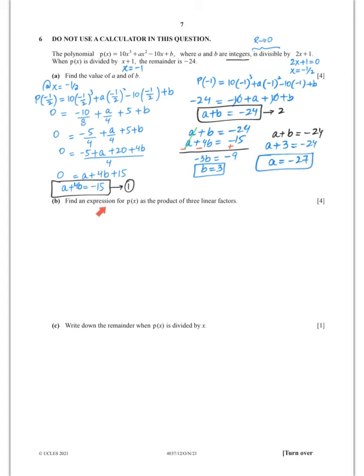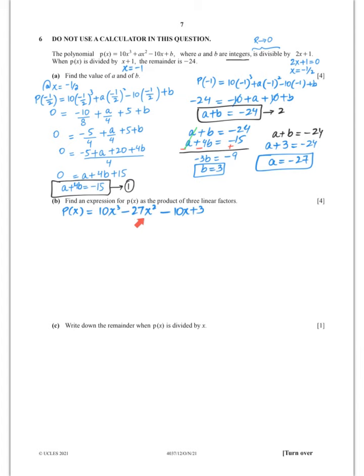After that, find an expression for p of x as a product of three linear factors. That means you need to completely factorize your equation. Now my equation will be p of x is equals to 10x cube plus the value of a we had got, minus 27, so that will be minus 27x square minus 10x plus b is 3. What I did, I just placed the values of a and b in this equation. So we have the equation 10x cube minus 27x square minus 10x plus 3.